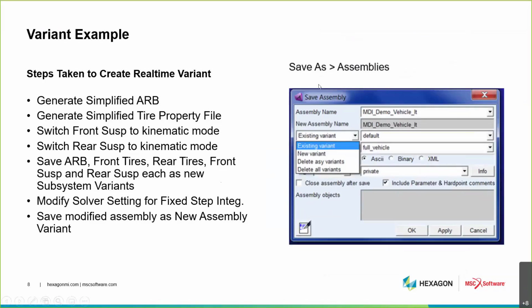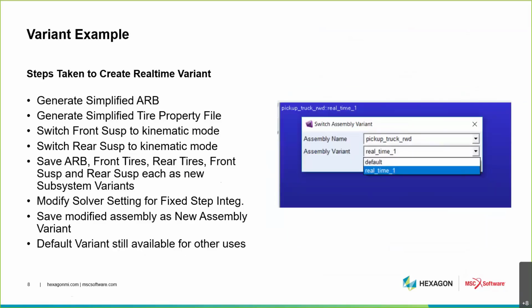And finally, if I go into save as in assemblies, I have the ability to select a new assembly variant and then save that as a new variant, which I could call, for example, real-time, the real-time variant. Finally, what I'll see is that I have not only this new real-time variant available, but I also still have the default variant, which has the model without any of those modifications available for other uses. So the point is now I have a single assembly called pickup truck rear wheel drive that has both the default and this variant called real-time 1.